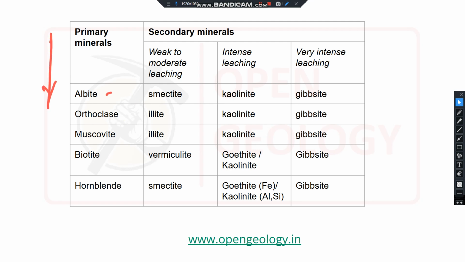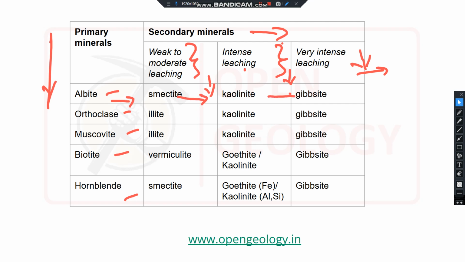In this column you can see a few minerals: albite, orthoclase, muscovite, biotite, and hornblende. And here are the secondary minerals which are produced. If we have weak to moderate leaching, these minerals will form. With a further increase in weathering, these will form, and with very intense weathering, this will form. If albite is the parent mineral, the correct sequence would be smectite, kaolinite, and gibbsite. And in case of orthoclase, which is asked in our question, the correct sequence will be illite, kaolinite, and gibbsite.